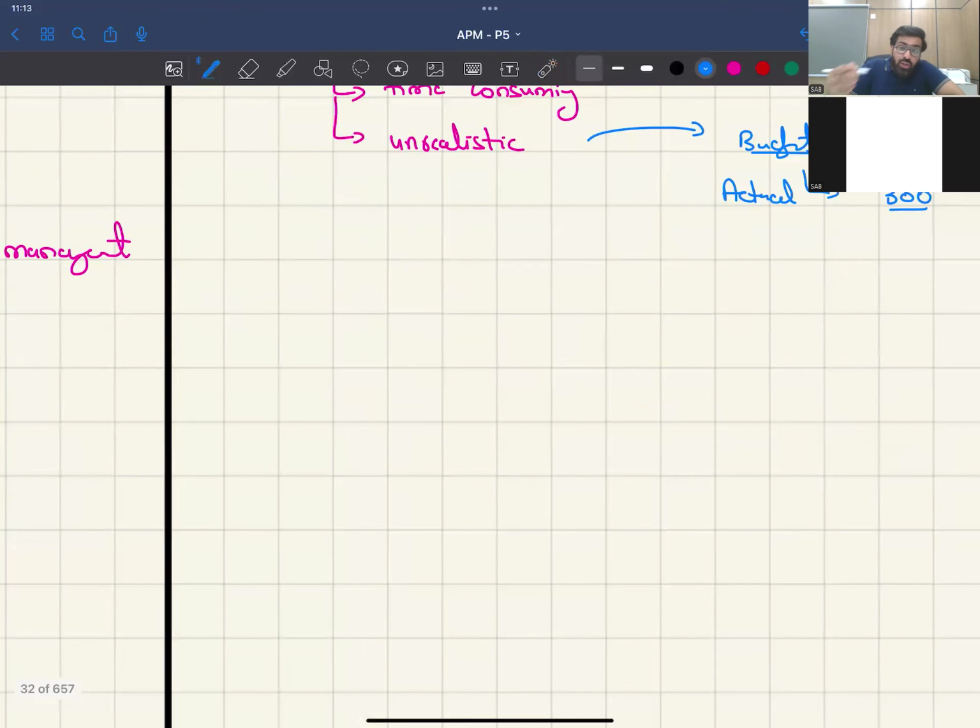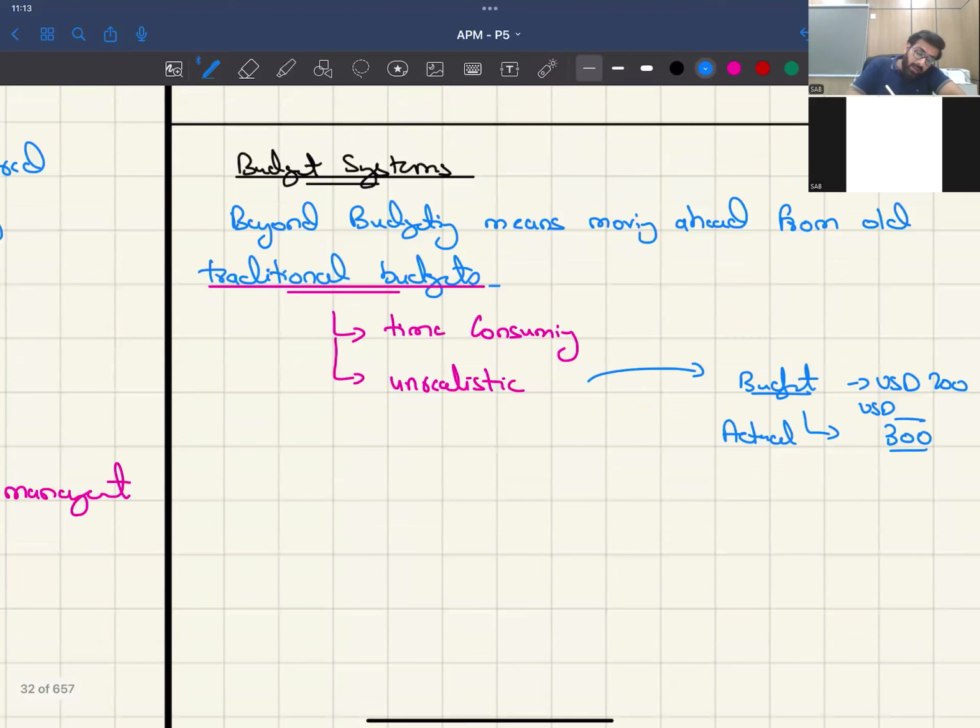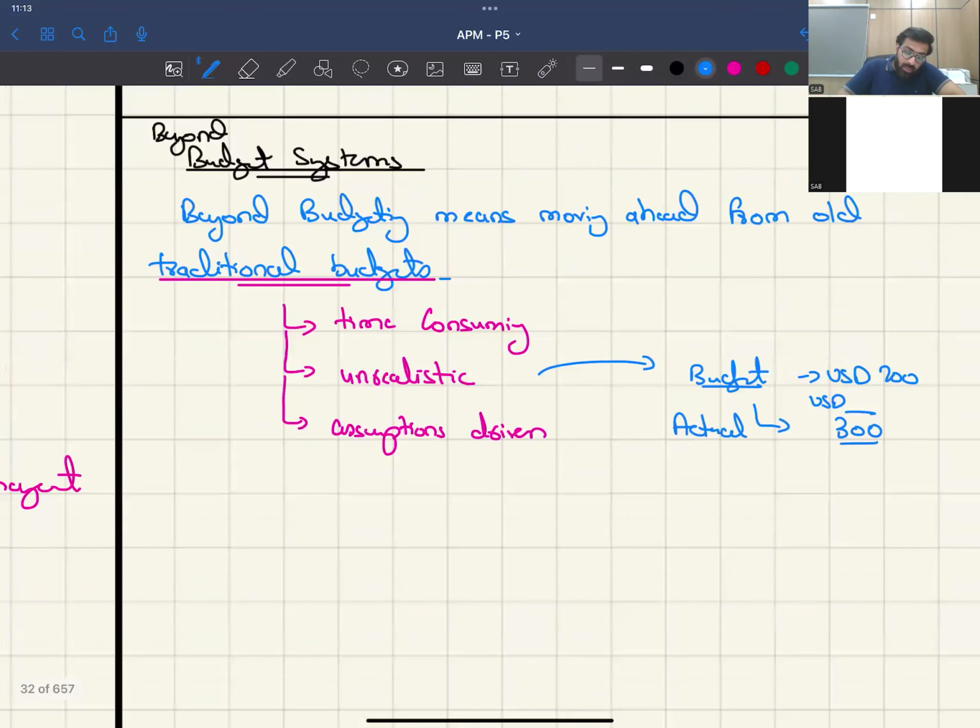And this is why you need a beyond budgeting approach, right? You need it because traditional budgets seem to be time consuming and unrealistic. It's totally an assumptions-driven budget, while beyond budgeting asks you to work on actual numbers rather than going on assumptions-driven numbers, right? These are the things that drive you to go ahead of your budgets and think beyond budgeting.